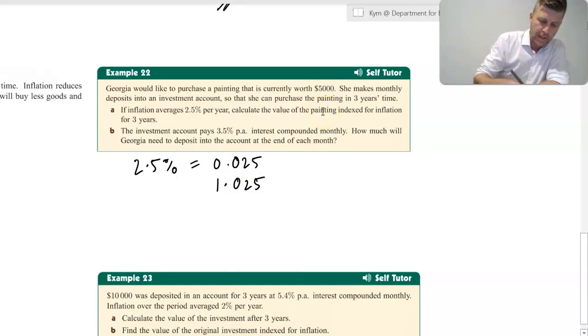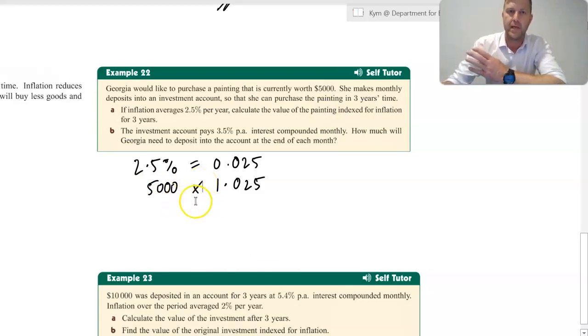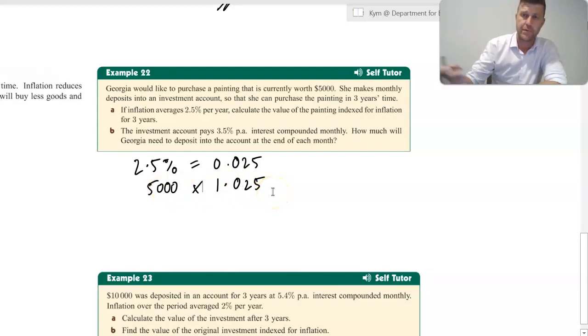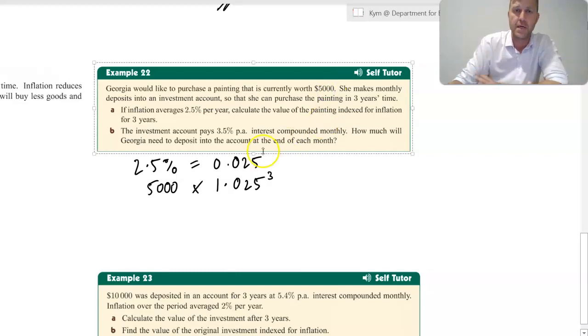Okay, so it's $5,000 times 1.025. That would be the index value of the painting after 1 year. But because it's 3 years, we're raising that to the power of 3. And that's it. That's how you calculate the index value of, in this case, the painting, which costs $5,000, based on the inflation of 2.5% in 3 years' time.